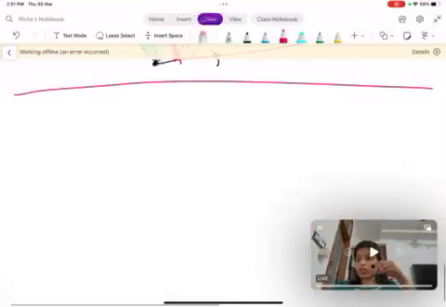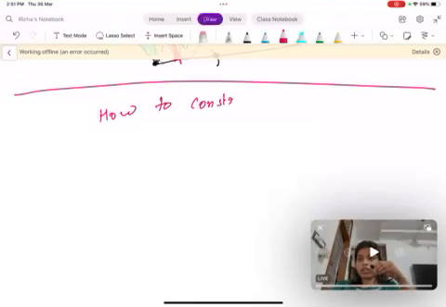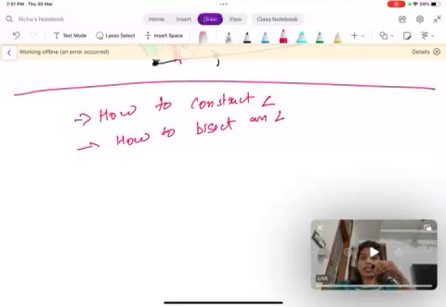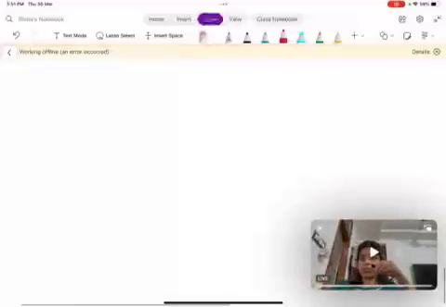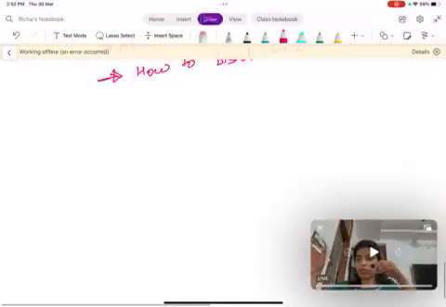So as of now we know how to construct an angle, and another thing we know is how to bisect an angle. Now I have another problem. My life is full of problems.